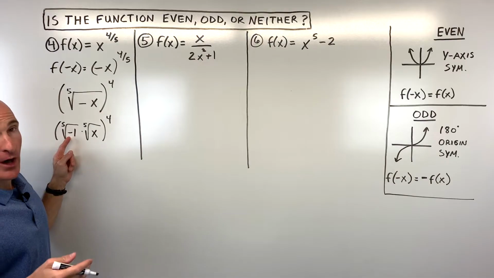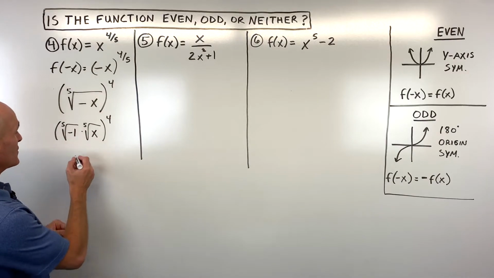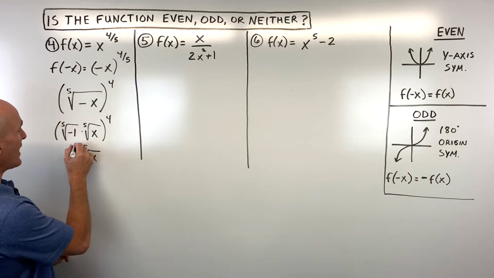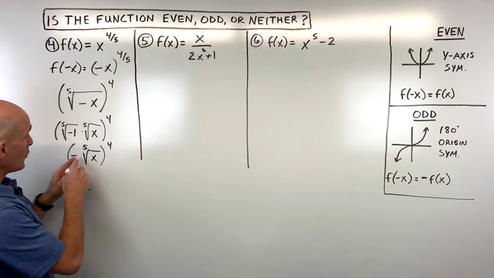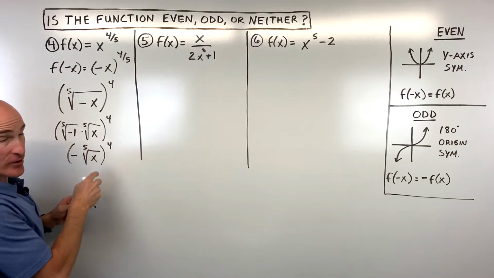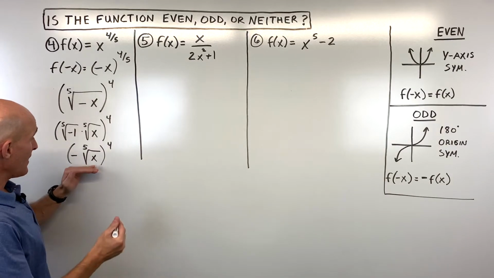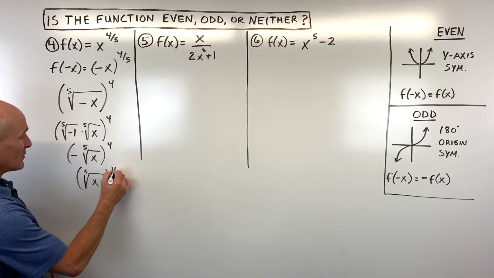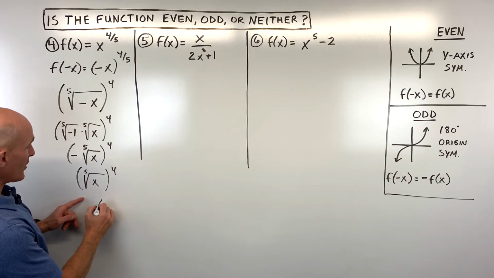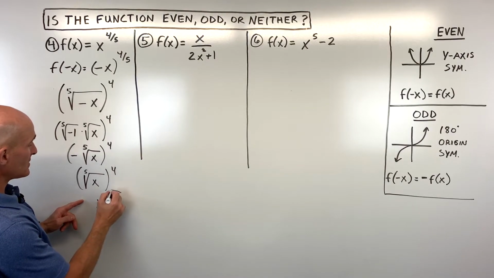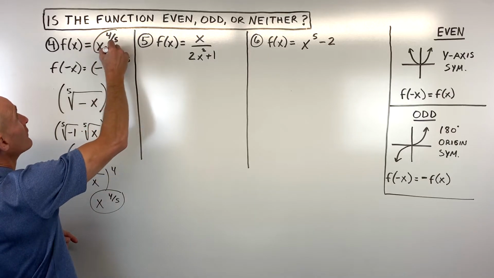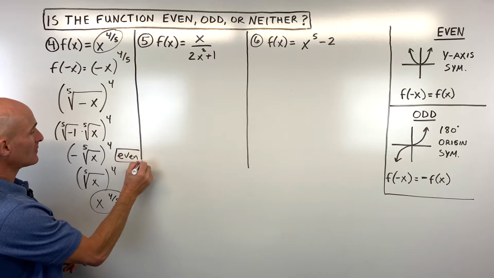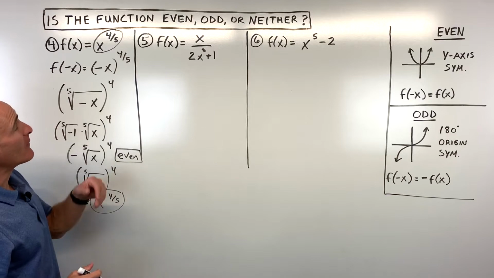And the 5th root of negative 1, what number times itself 5 times is negative 1? That's just going to be negative 1. So that's negative 1 times the 5th root of x, all to the 4th power. Now, when you have a negative quantity 4 times, a negative times a negative times a negative times a negative, that's going to give us a positive. So this is going to end up being the 5th root of x to the 4th power, or you could write this as x to the 4/5, and you can see that matches our original function, which tells us that this is an even function. So let's write even on that one.